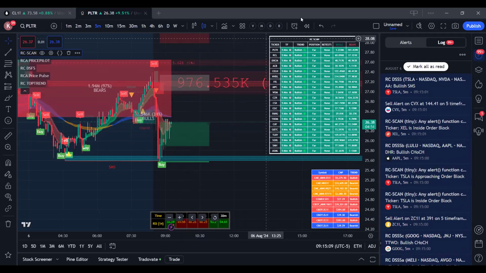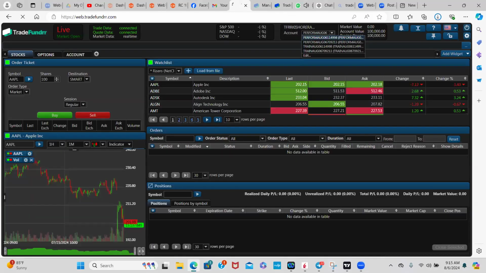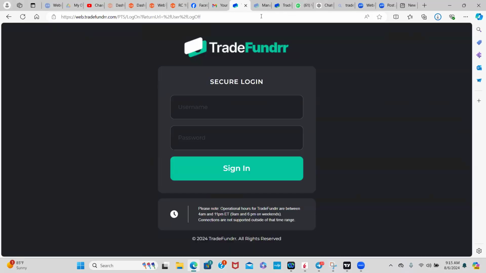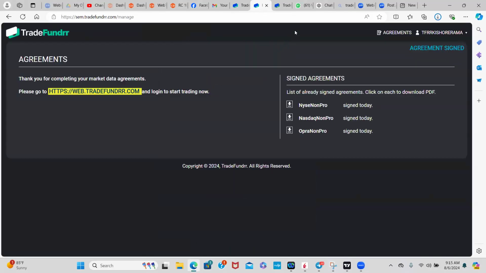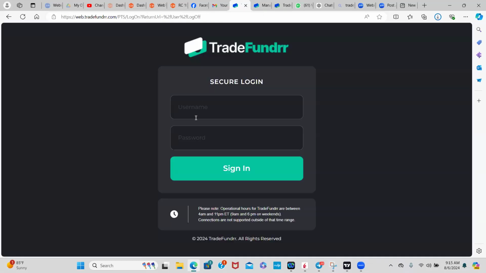So there is a platform. Let me show you. There is a platform called Paid Funder. I have to log in. Just let me log in.